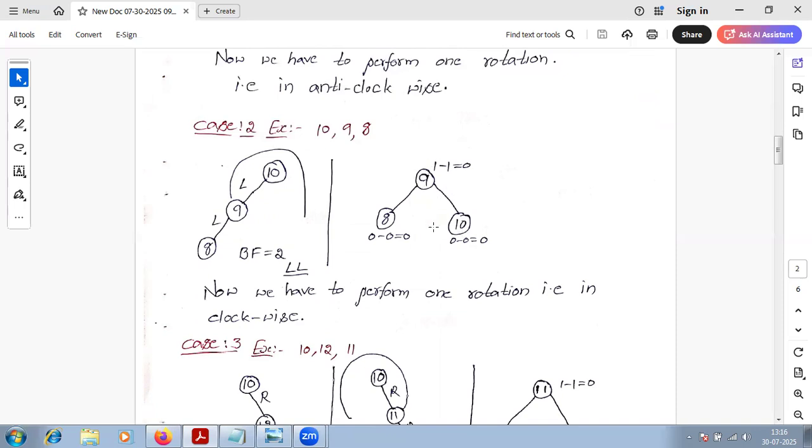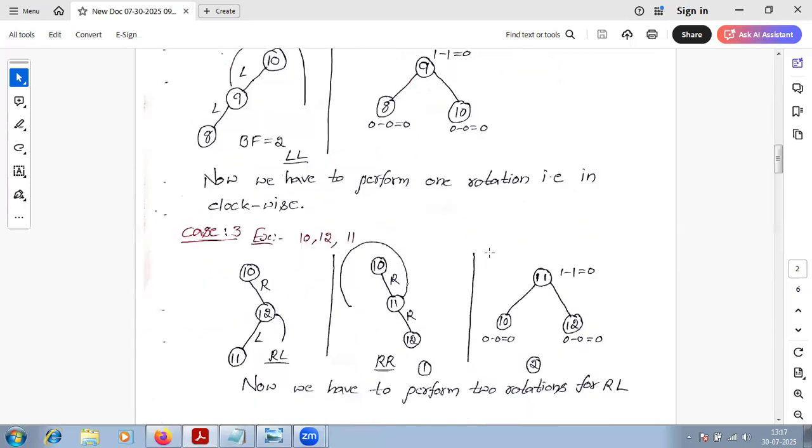Now, after making the rotation, what is the important point? We have to first check whether it is a binary search tree or not. The root element compared with the left element is less than the root element, compared with the right element is greater than the root element. Now we can tell it is a binary search tree. To confirm it is an AVL tree, check the balance factors of every node. 1 minus 1, 0, 0 minus 0, 0, 0 minus 0, 0. Now, 0, 0, 0. It is an AVL tree. This is the second problem.